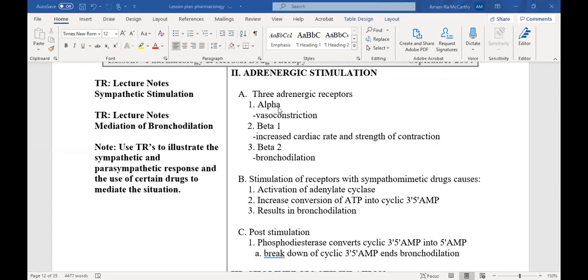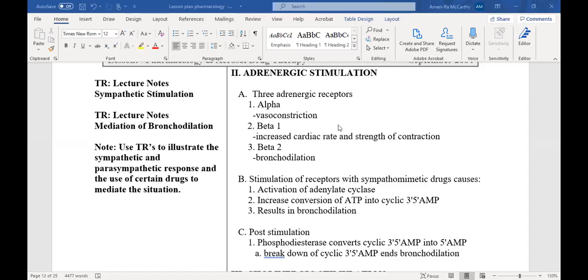Okay, alpha stimulation causes what, Miss Scott? Vasoconstriction. Vasoconstriction, good. Those are the blood vessels, right? Not the lungs, but the vasoconstriction makes the blood vessels constrict. The alpha stimulation of the adrenergic stimulation side causes the blood vessels vasoconstriction. Okay, don't confuse that with bronchoconstriction. It's not. All right.